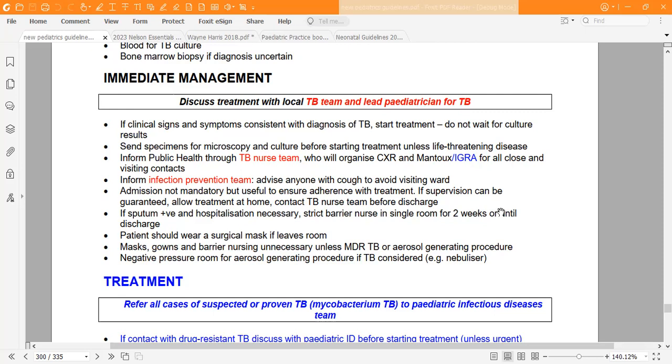If sputum positive and hospitalization necessary, strict barrier nursing in single room for 2 weeks or until discharge.